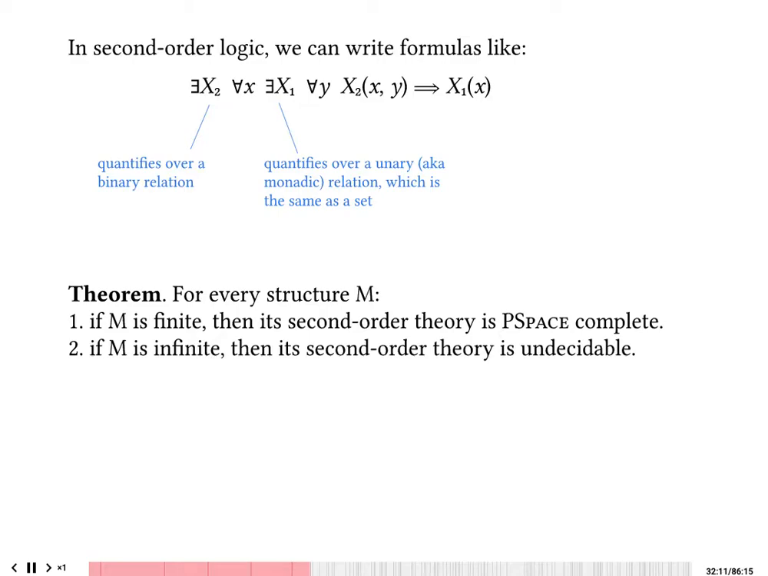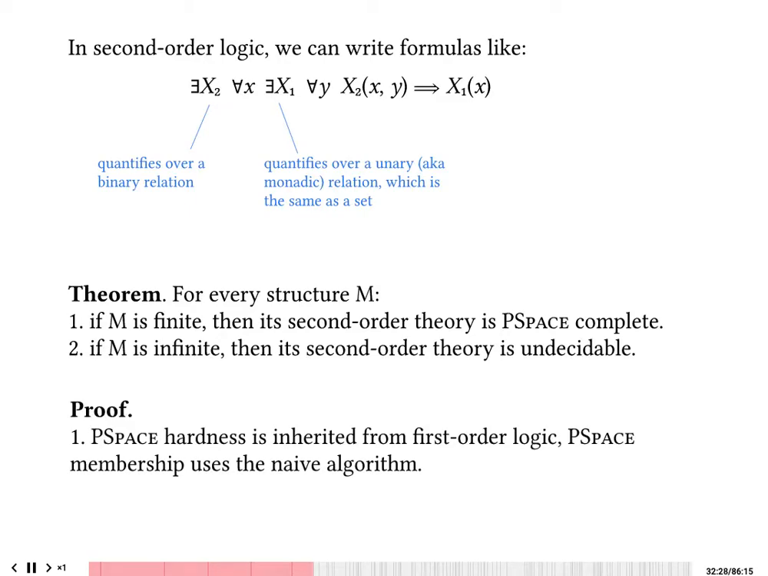Namely, if you have a fixed finite structure, then deciding which second-order sentences are true in it is a PSPACE-complete problem, while if the structure is infinite, then its second-order theory is undecidable. And this is rather easy to see. Why? Well, if your structure is finite, then PSPACE-hardness is inherited already from first-order logic.